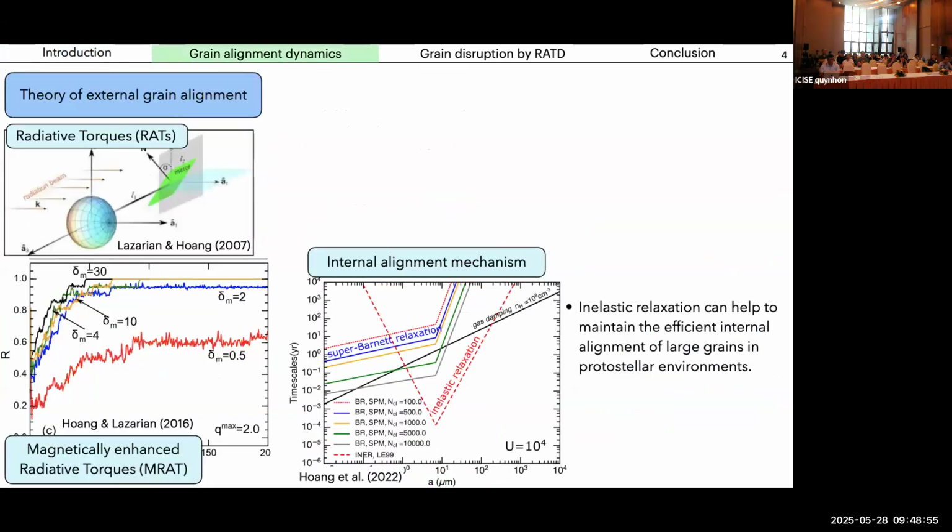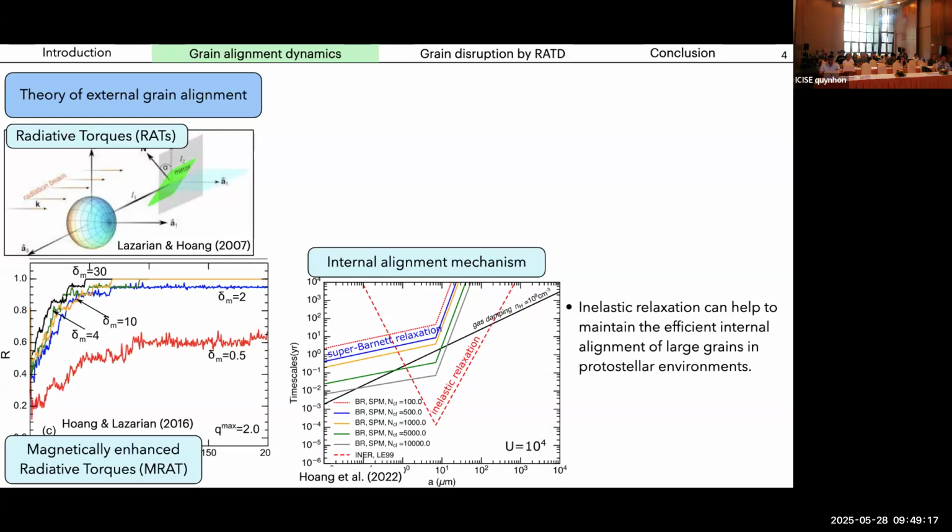So for the first question, the key point is we must understand in detail how dust grains can be aligned with the magnetic field inside the protostellar core scales. So back to the theory of grain alignment. We know from many previous talks that dust grains can have external alignment with the magnetic fields by the RAT or MRAT theory.